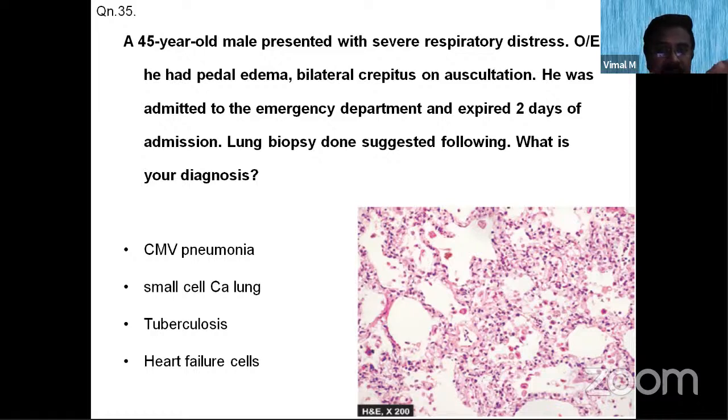Try to fit in the clinical features and pathological features which we have learned. A 45-year-old male with severe respiratory distress syndrome. Obviously, there is a lung involvement. Pedal edema will be there because of the failure. Bilateral crepitus on auscultation, because pulmonary edema will have bilateral crepitus, and especially with this picture, it is because of the heart failure cells. Remember your brown induration of the lung.